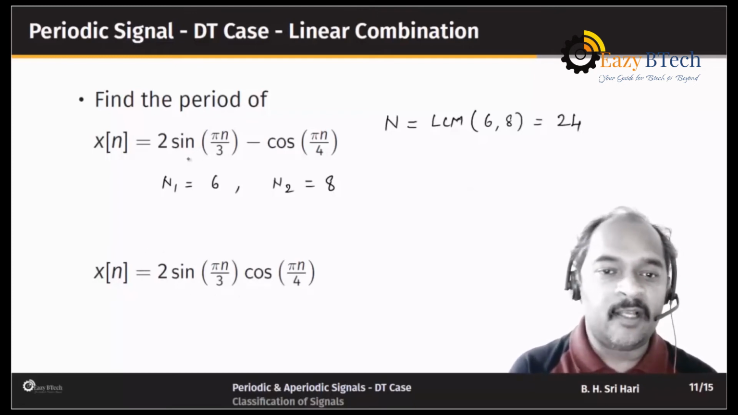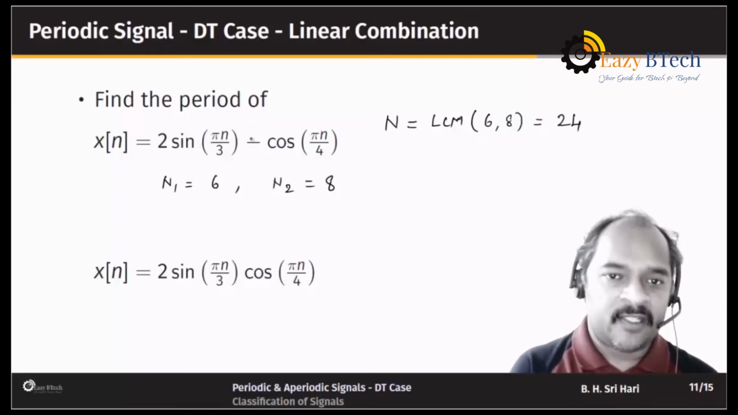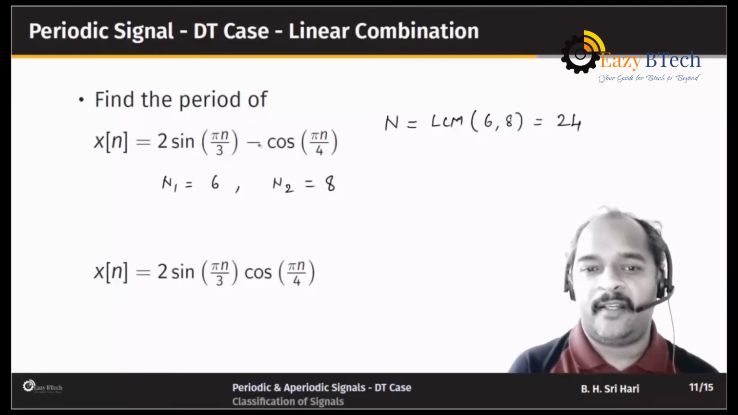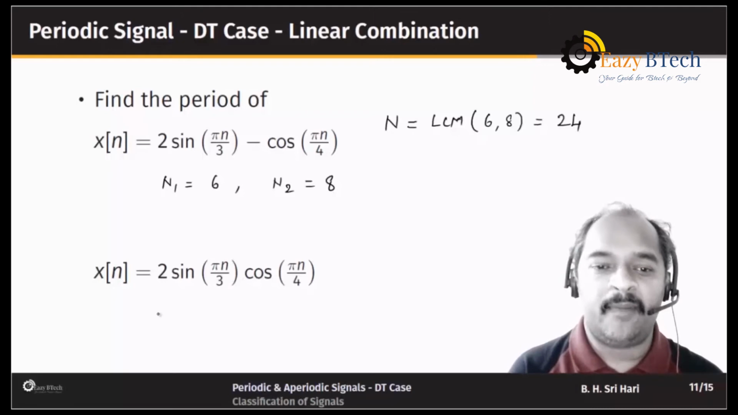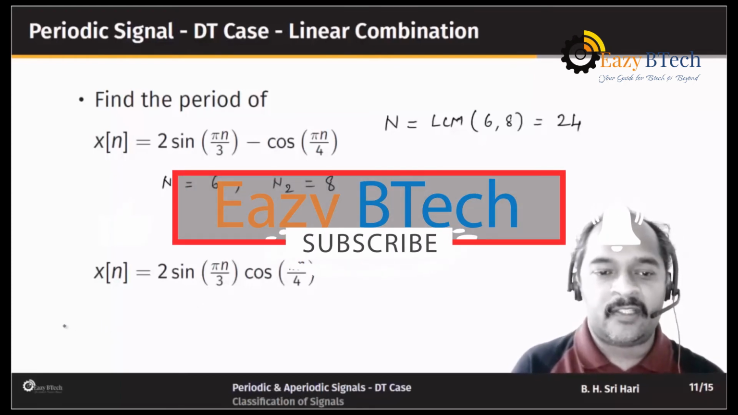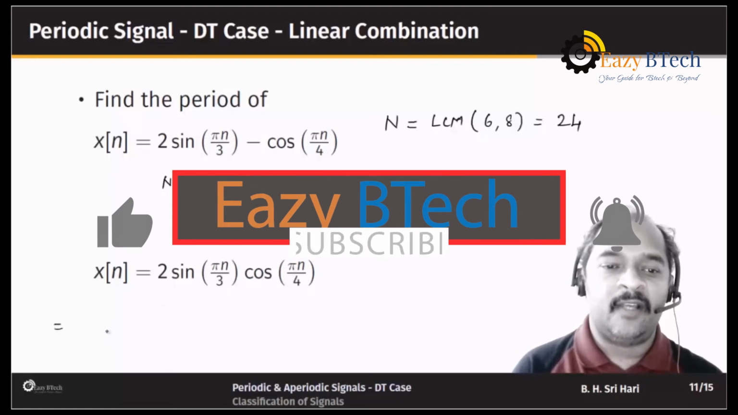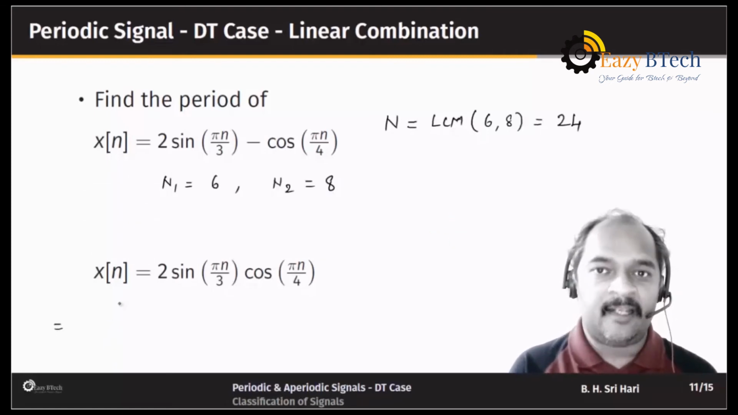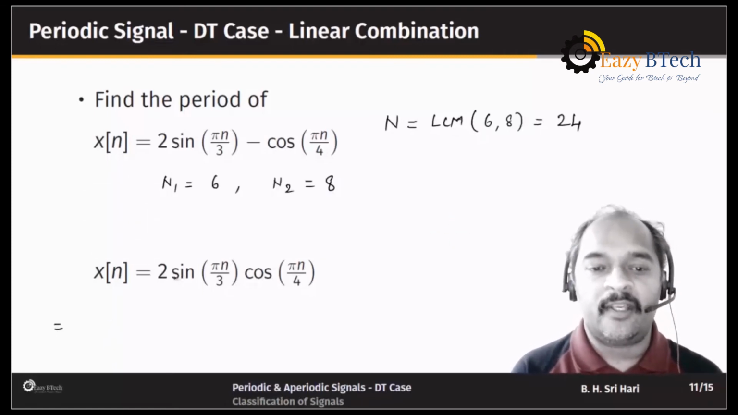That is similar to the first example itself, except that we have replaced the minus sign with multiplication. So how is this signal looking? It is looking like 2 sine A cos B, and hence what is the first thing we have to do? We have to split this, we have to write it as a linear combination.